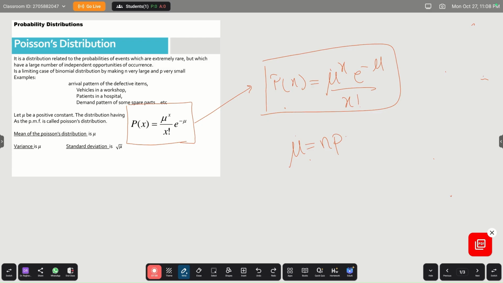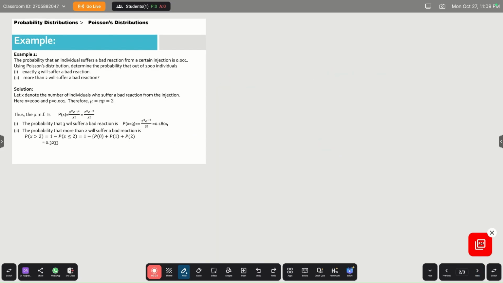So let me explain this with an example. The probability that an individual suffers a bad reaction from a certain injection is 0.001. Determine the probability that out of 2000 individuals, exactly 3 will suffer bad reaction, and second question is more than 2 will suffer bad reaction.